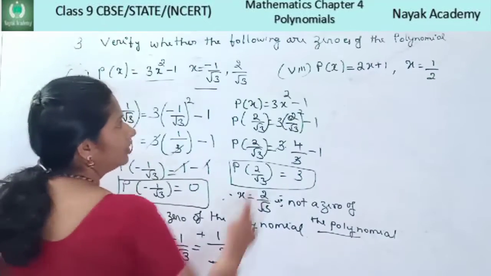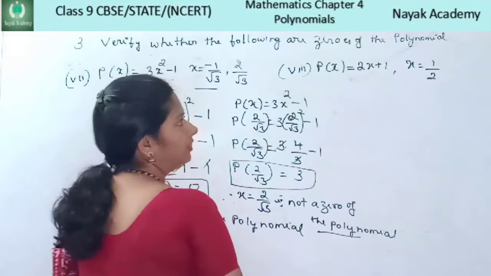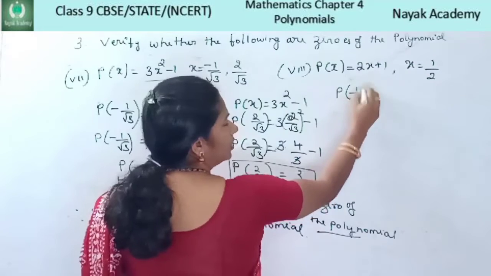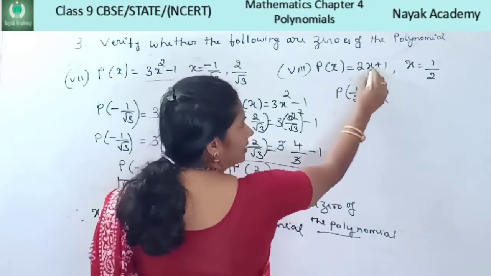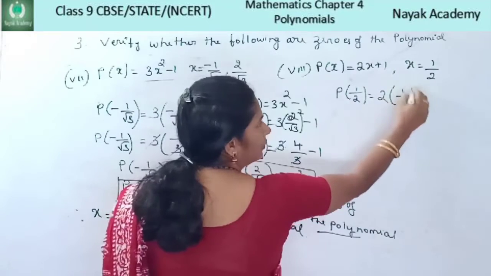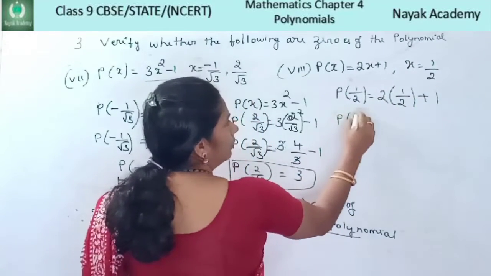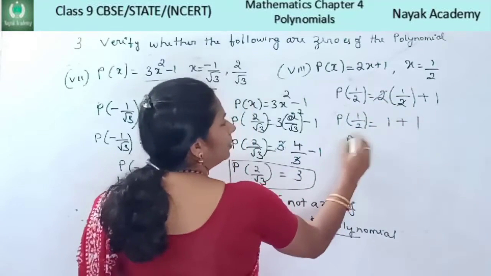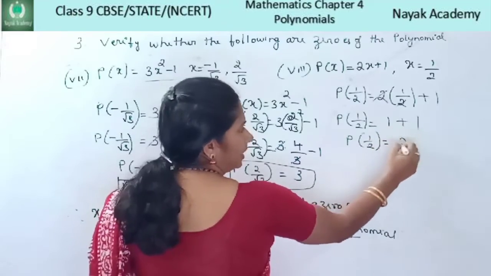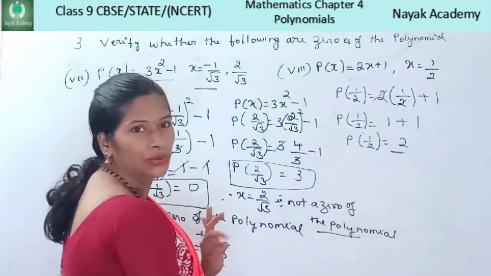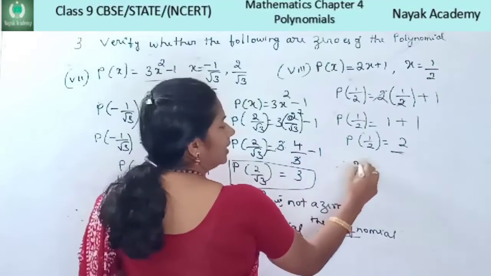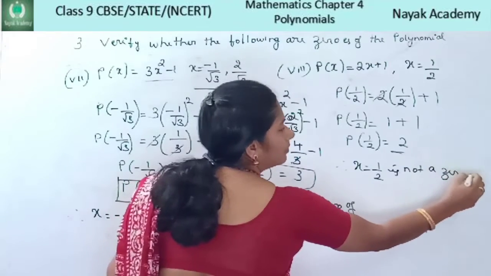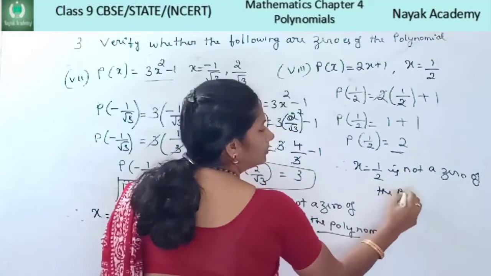Coming to the last question, p of x is equal to 2x plus 1 when x is equal to half. So let us substitute the value of x as half, children. Equal to 2 you write as it is. In place of x you substitute the value as half, plus 1. So p of half equal to 2 gets cancelled, 1 plus 1. So p of half value is 1 plus 1 is 2, which is not equal to 0. So what is your conclusion? Therefore x is equal to half is not a zero of the polynomial p of x.